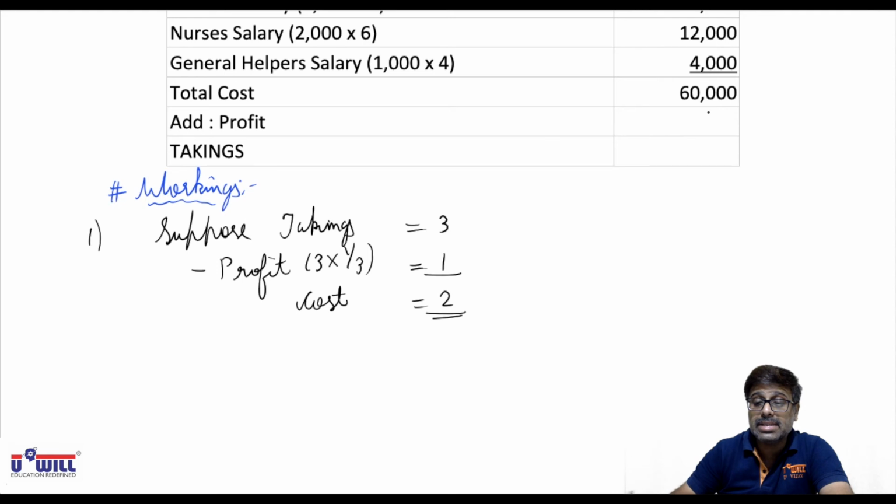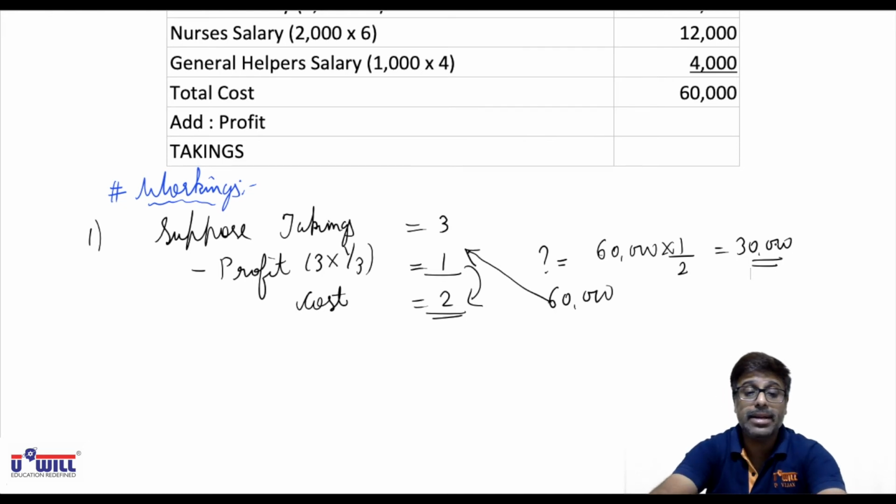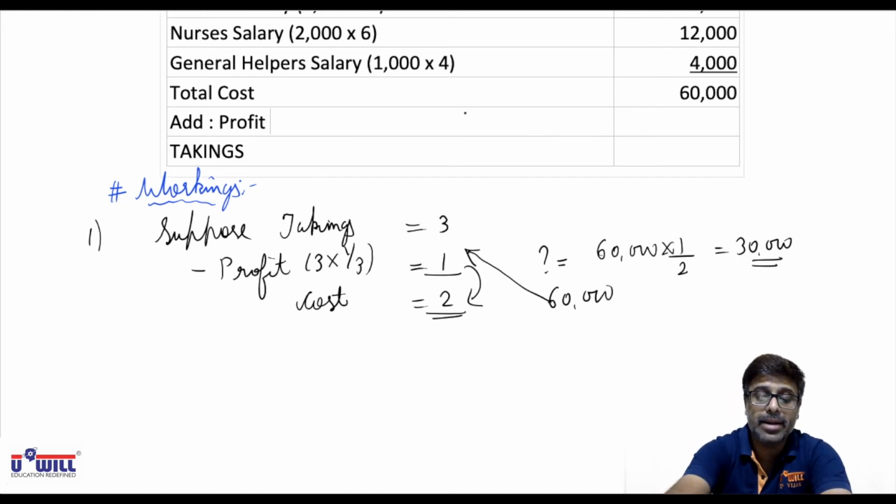Now the cost is 60,000 as we obtained in the statement. So what would be the amount of profit? 60,000 into 1 divided by 2, that is 30,000. Okay, profit would be 30,000. So that we will show over here. Add profit in bracket working note 1, that is coming to 30,000. So final amount of takings would be equal to 90,000.